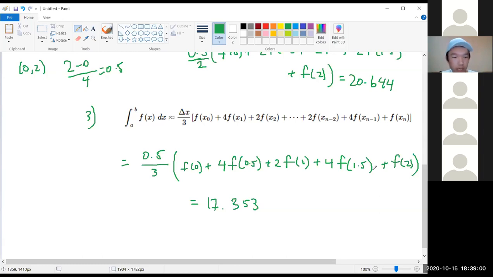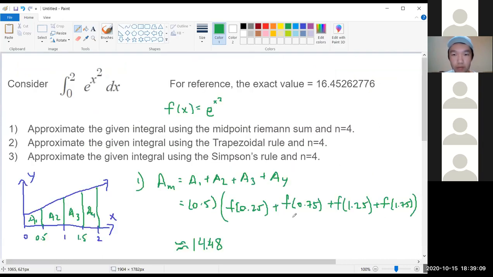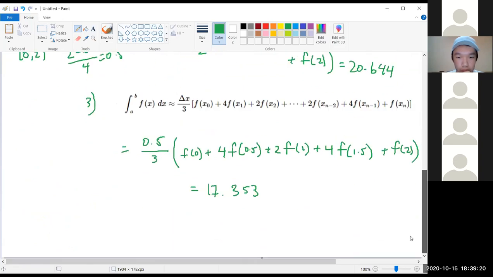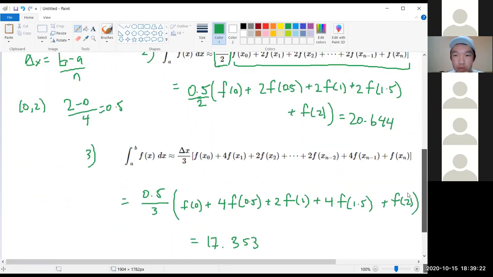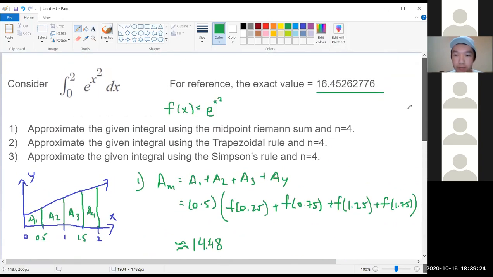Which answer is most accurate? I actually have the correct answer for the integral right here. It's 16.4526. So I don't know which one's most accurate. Maybe Simpson's rule. Does their answer have to be the most accurate? No, it does not.